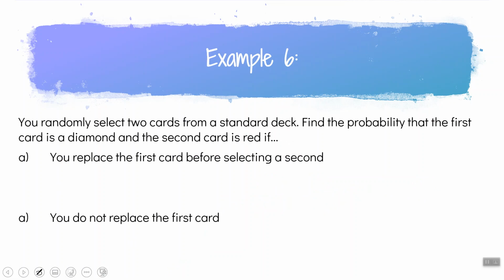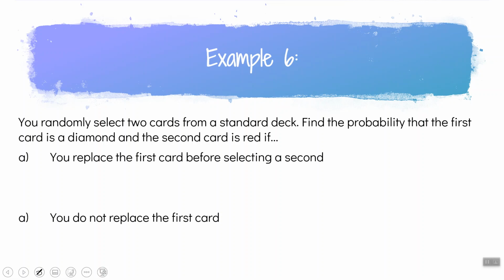So in this problem, we're going to be using a deck of cards. Again, I gave you that diagram on the reference sheet. I think it's also in your textbook. But if you don't know cards well, you might want to refer to it. So you randomly select 2 cards from a standard deck. A standard deck does not include jokers, so it's 52 cards.